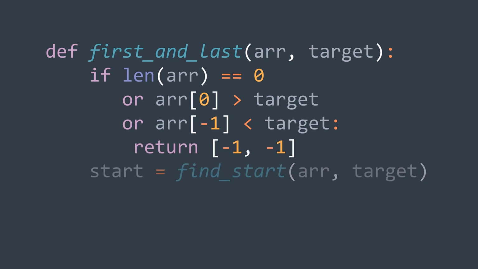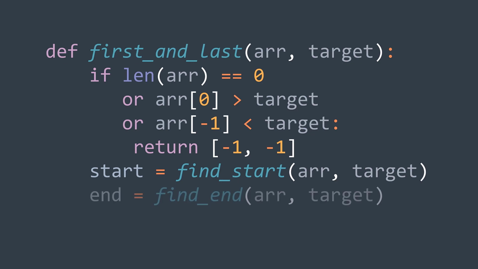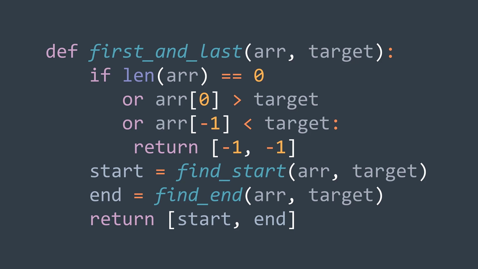Else, we call find start to get the start position, we call find end to find the end position, and we return start, end. If target doesn't exist in R, start and end will have returned minus 1 both. We still get the expected result.